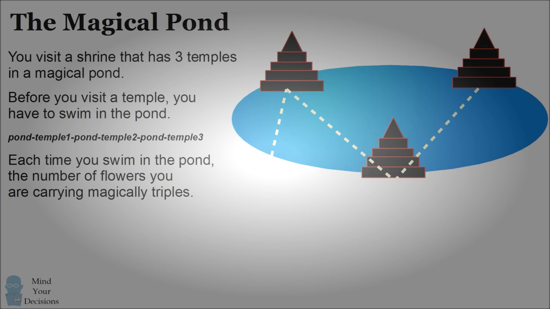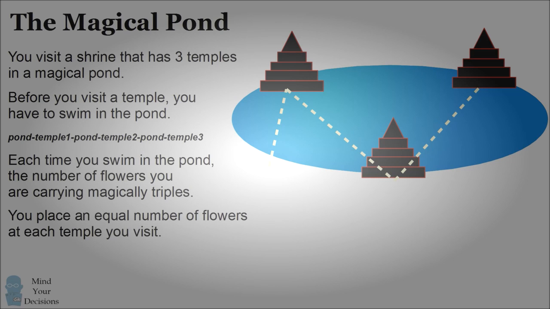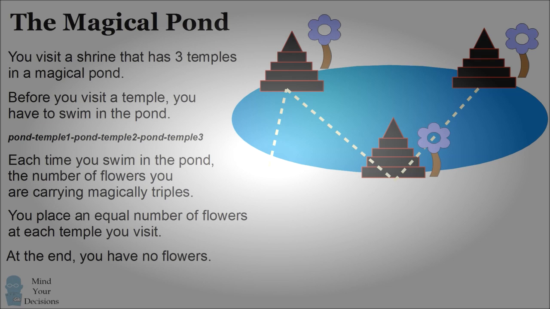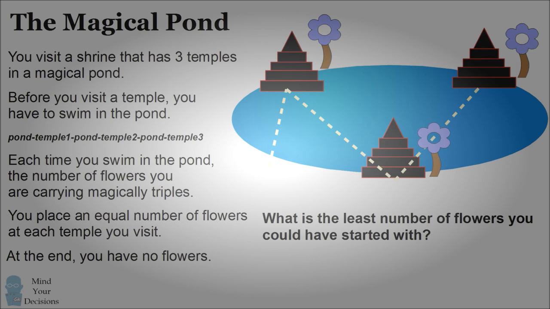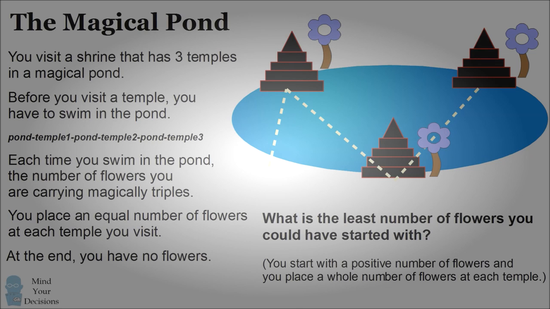Each time you swim in the pond, the number of flowers you are carrying magically triples. You place an equal number of flowers at each temple you visit, and at the very end, you have no flowers remaining. The problem is, what is the least number of flowers you could have started with? To be specific, you start with a positive number of flowers and you place a whole number of flowers at each temple. Can you figure it out?